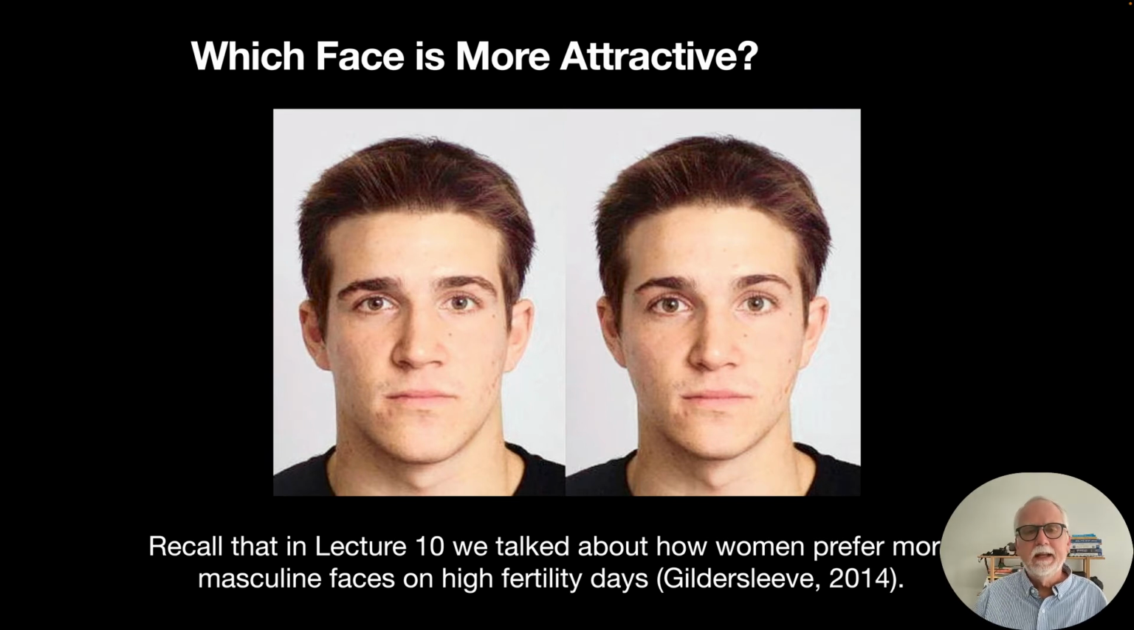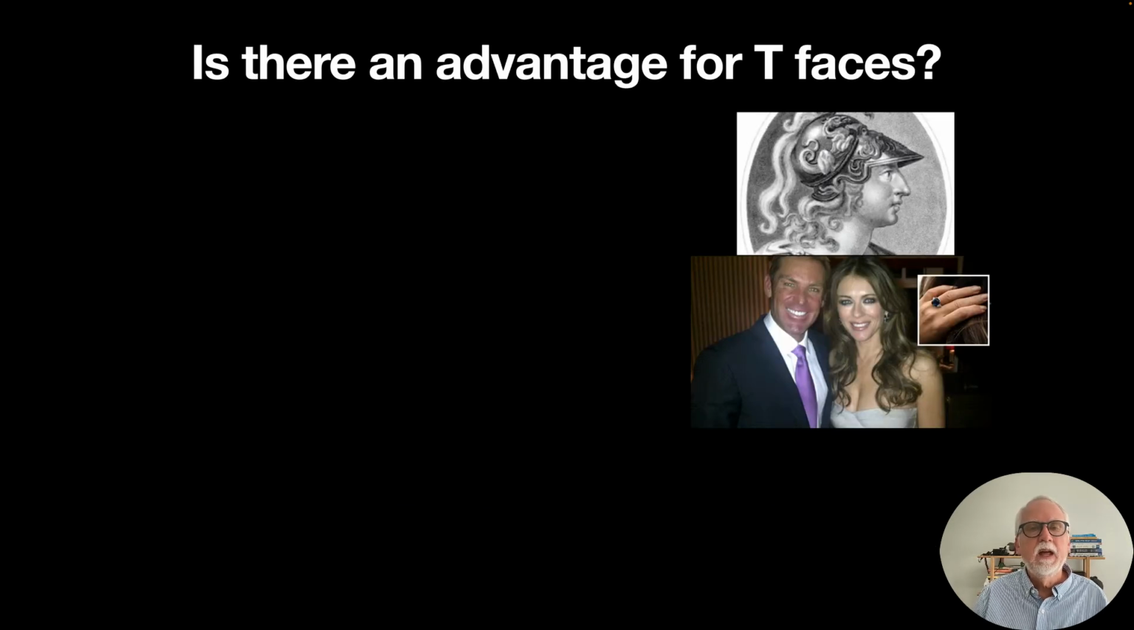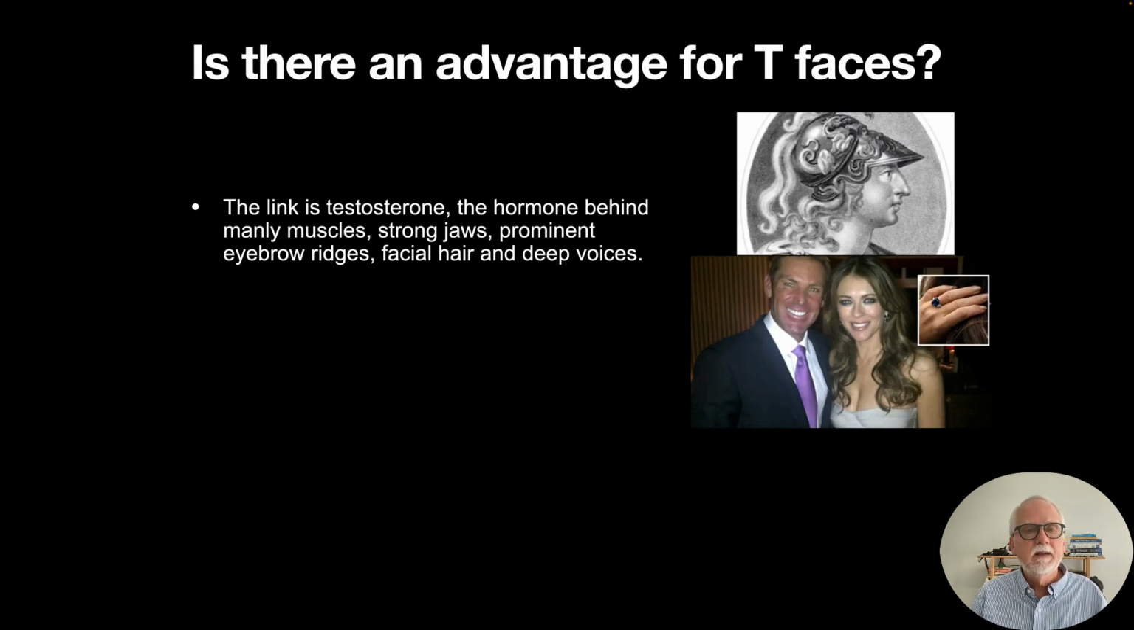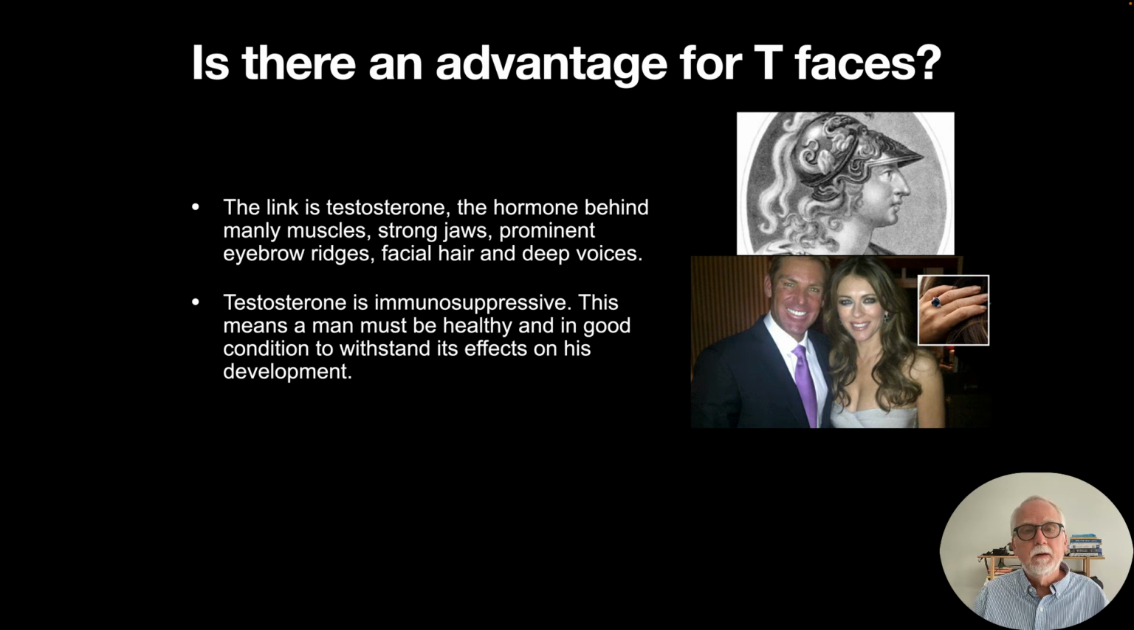And it turns out that that masculine kind of face is associated with higher testosterone. Okay, so the link is that when you look at men who have a more masculine face, and then you were to measure their baseline testosterone, you'll find that they have higher levels of testosterone than a man who has a face that doesn't look so masculine. So that's that hormone behind these manly muscles, the strong jaws, prominent eyebrow ridges, facial hair, and deep voices. So they're all these sort of, again, organizing features of that hormone that could possibly then signal to a female that they've got this very masculine possible partner. Now, testosterone is also an immunosuppressive, and this means that a man must be healthy and in good condition to be able to withstand its effects on his development.